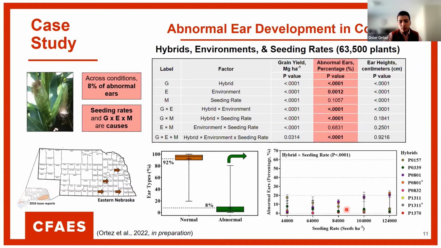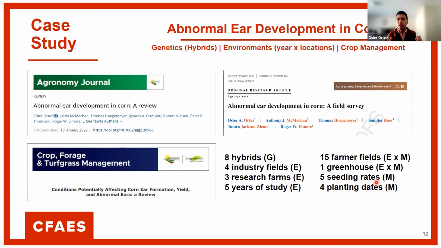What we were able to see is that some particular genetics or hybrids will show a decrease, for example, when you are moving to higher seeding rates. Now, in some other genetics or hybrids, that will be the opposite. We will see an increase in abnormalities as we move to higher seeding rates. Just keep that information in mind as it helps us to shape and understand a problematic on corn management.